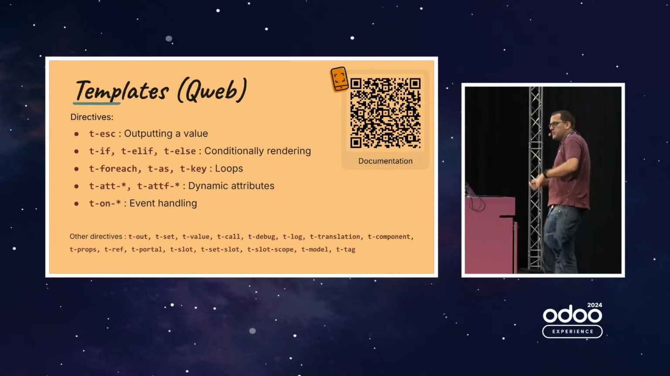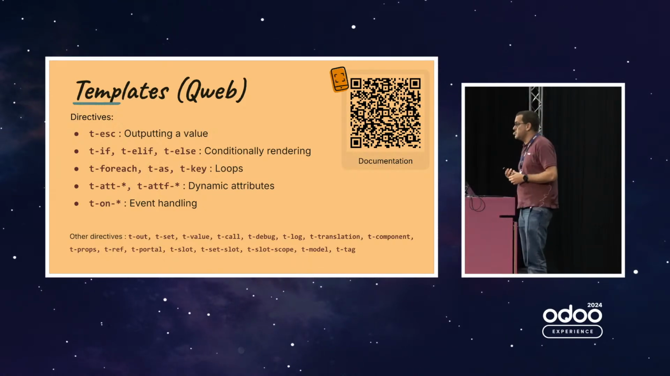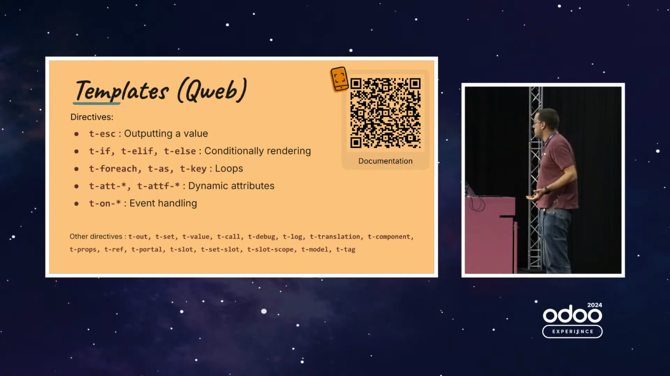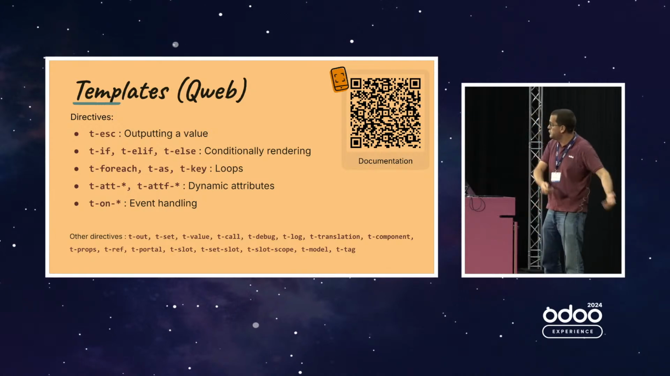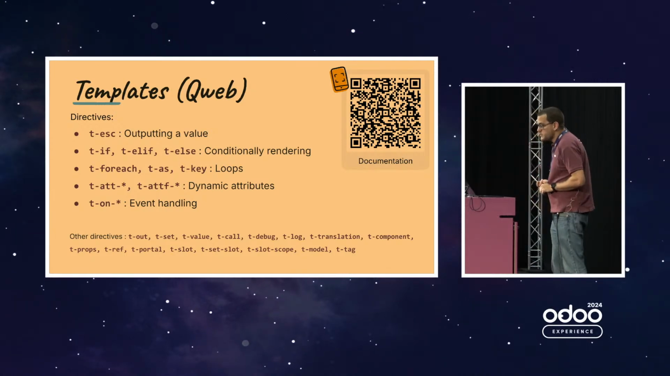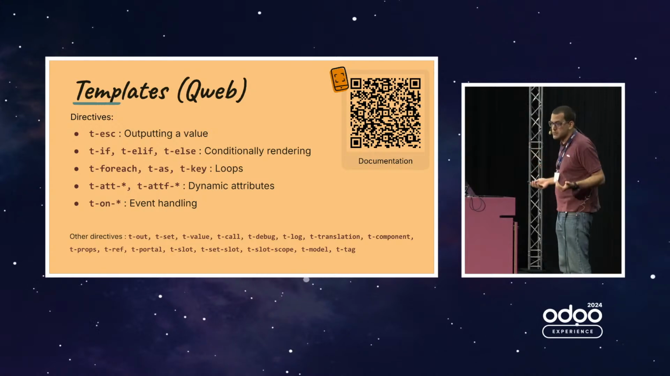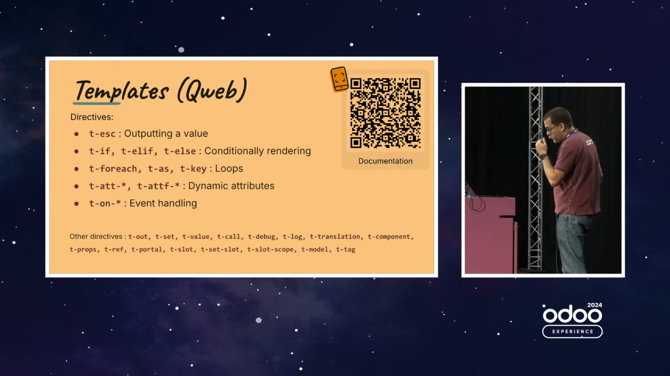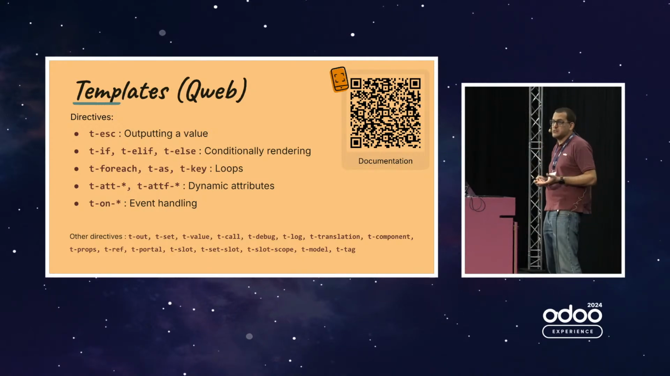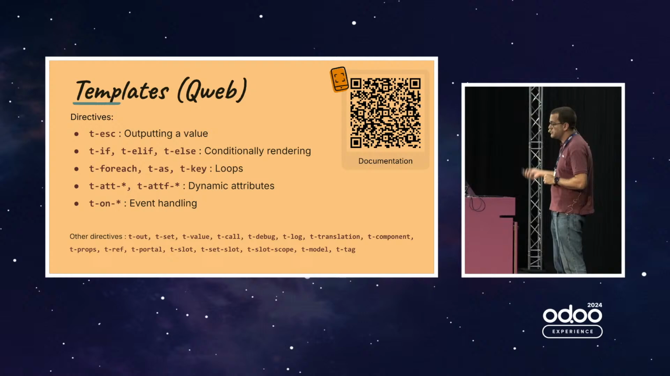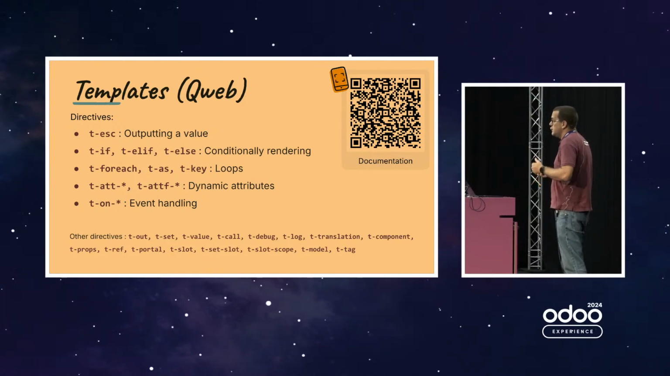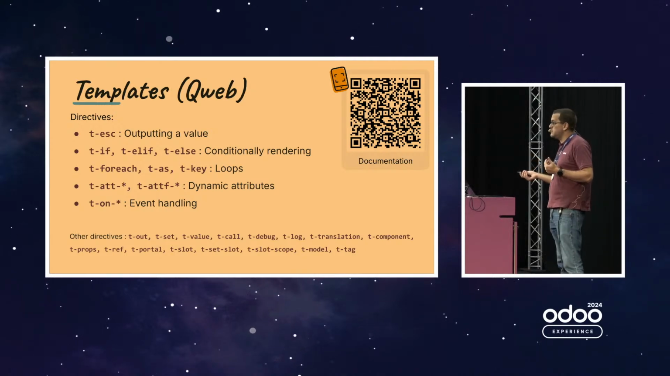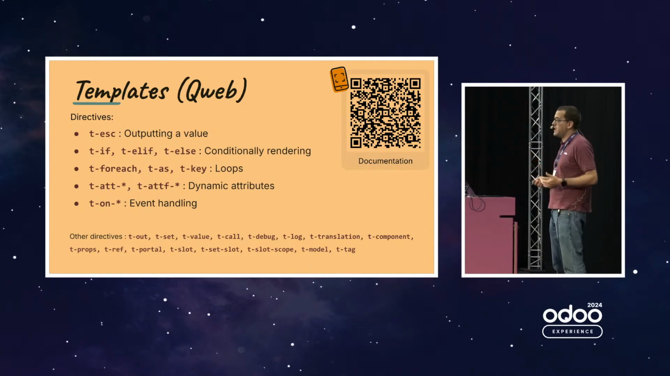As I told you before, Owl is based off XML templates, so we use the QWeb template system. You already know the QWeb template system because it's also used for the views. Owl uses a slightly extended QWeb template system. Like that, we can have output values, like in classic QWeb. You have conditional rendering, loops. We also have dynamic attributes, which is different from classic QWeb, and also event handling.